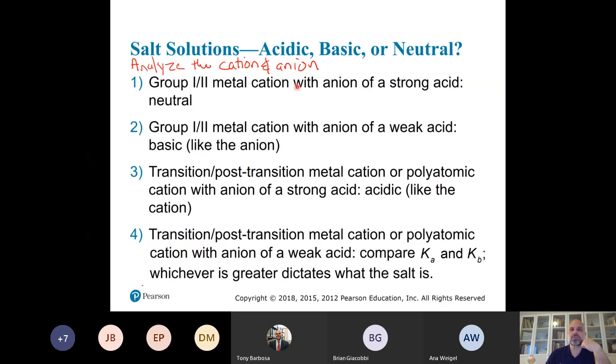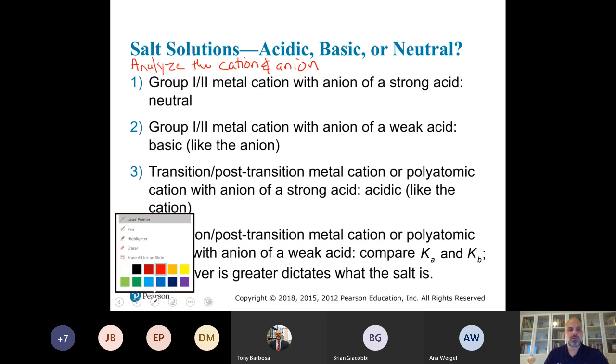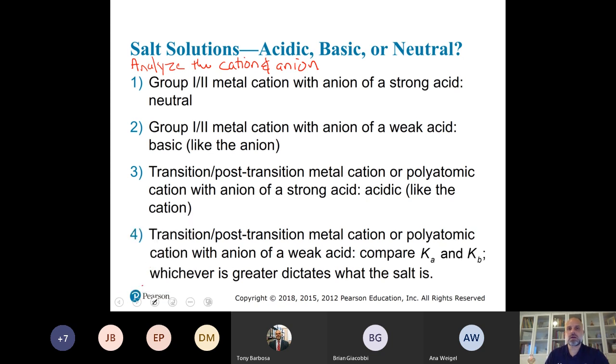We have the strong acid, right? A strong acid is completely dissociated. There is no equilibrium. So if you're taking the conjugate base of that strong acid, the conjugate base, let me just write that down here. Okay, so what we're talking about when they say the anion of the strong acid, what they really mean here is the conjugate base.